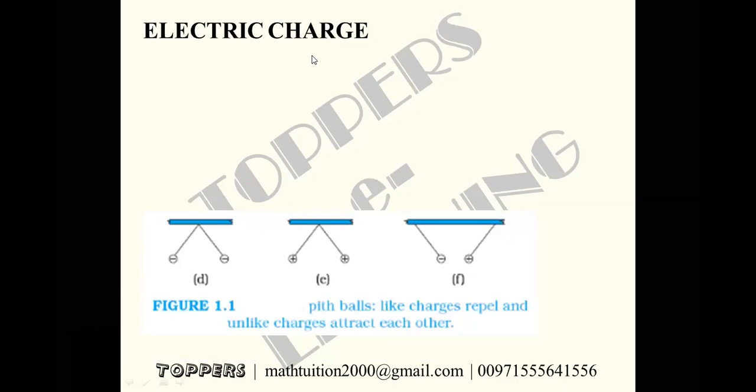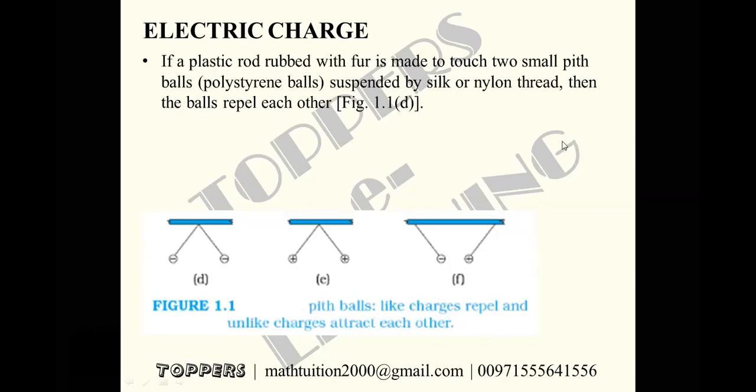Now, another experiment for the electric charge. A plastic rod rubbed with fur, some kind of wool, is made to touch two small pith balls, or we can write polystyrene balls also. Both are the same. So we have a suspending facility, and we have a pith ball here and another pith ball here. Two pith balls are here.